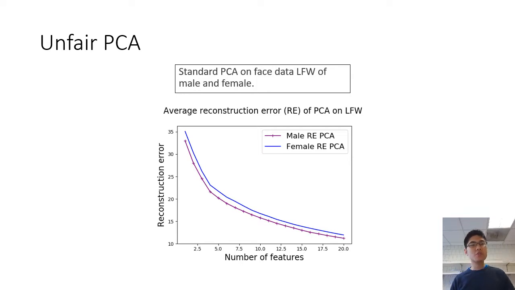We perform the standard PCA on the real data of face images consisting of male and female groups. What we observe is that the reconstruction error for the male group is consistently better than the female group for many target dimensions. Here, we see that the reconstruction error is about 10% better for male than female. So the question is, how can we make it more fair to both groups?